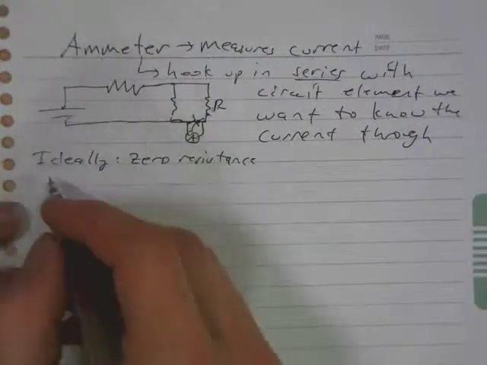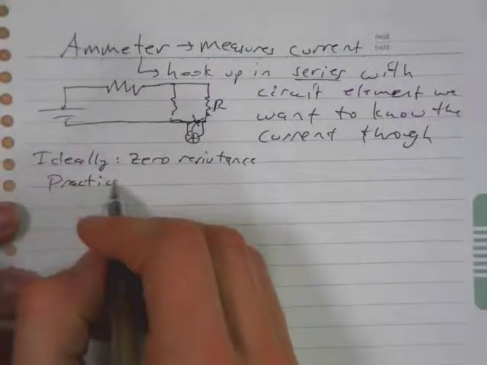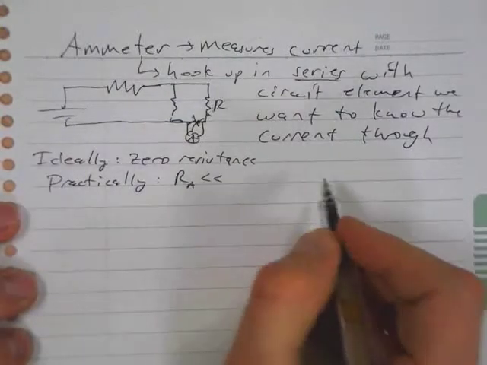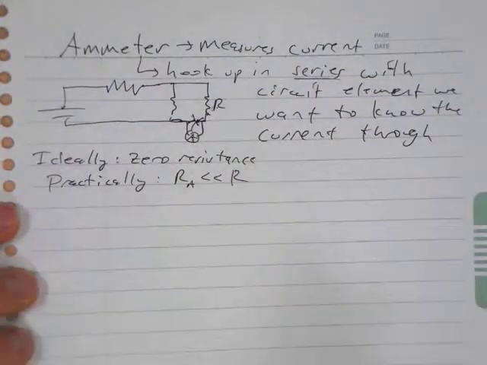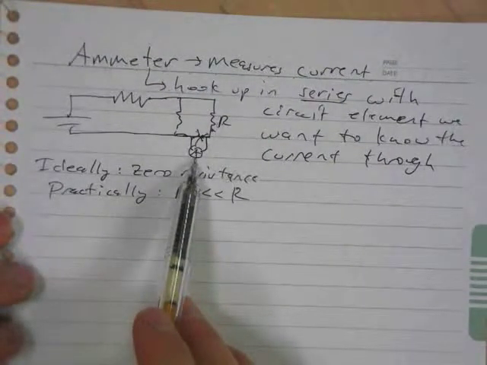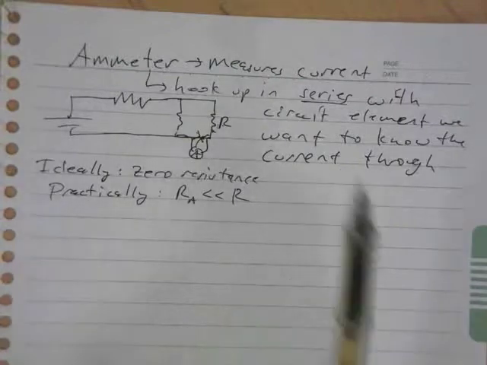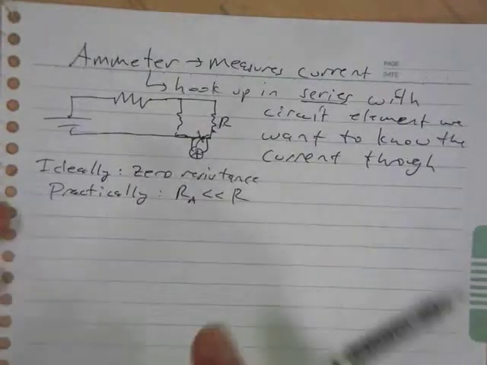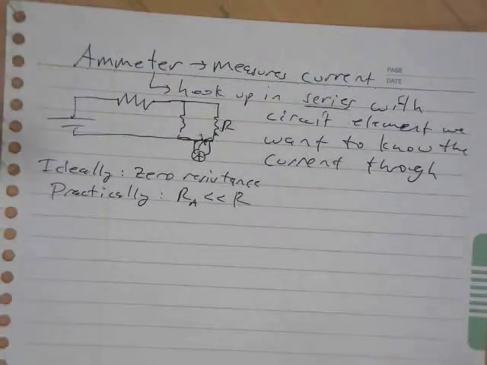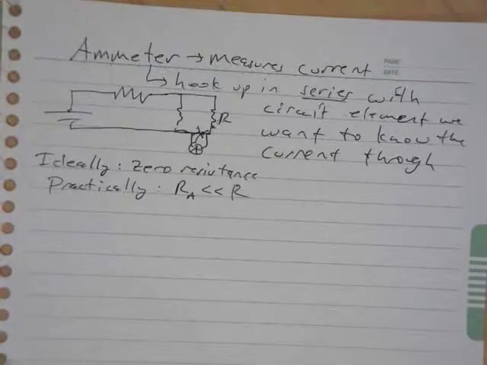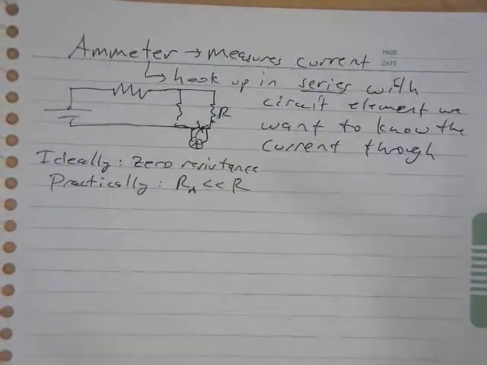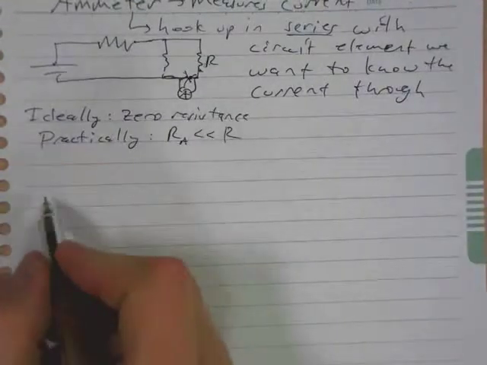Practically speaking, all that really matters is that the resistance of the ammeter is a lot less than the resistors in the circuit. So if you've got an ammeter and the resistance in the ammeter is like 10 to the minus fourth ohms, and the resistors are on the order of like 10 or 12 ohms, then you're doing all right. So ammeters need to be hooked up in series with the things you want to measure.